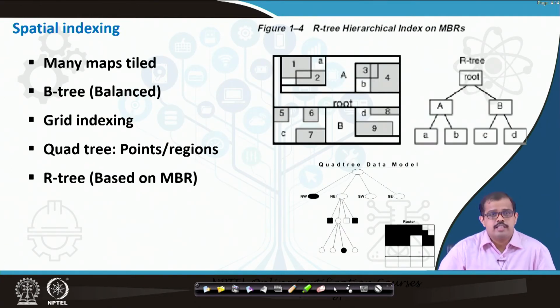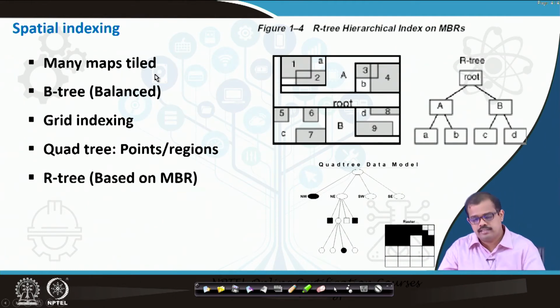When you are looking at spatial indexing, there are many ways of indexing. For example, to find out a particular data, there is B tree, grid indexing, quad tree, R tree. R tree is based on MBR, so it is sometimes very useful, whereas a quad tree is based on points and regions, whereas B tree is more of a balanced kind.